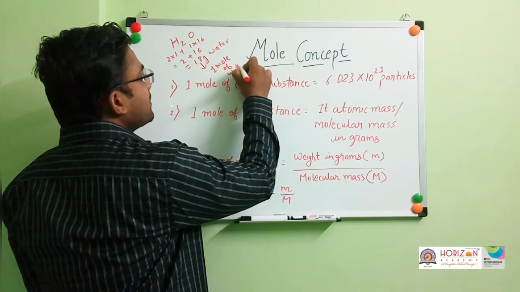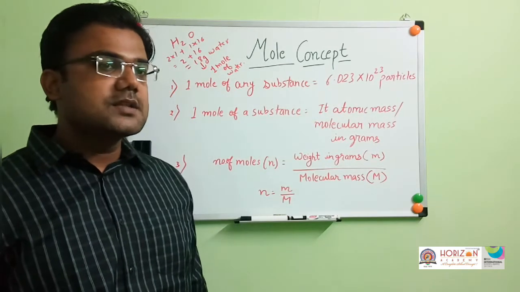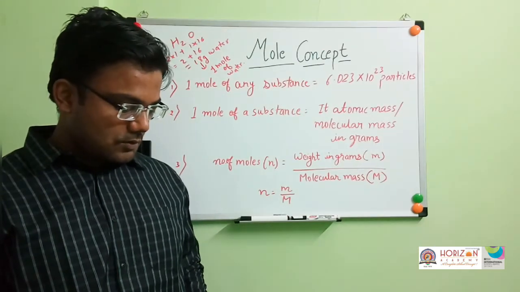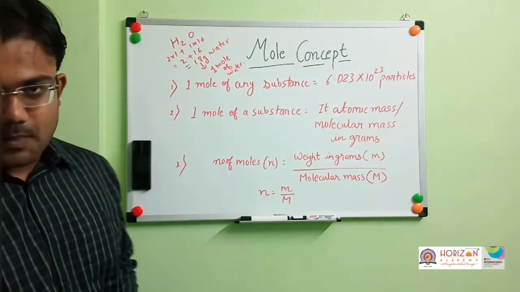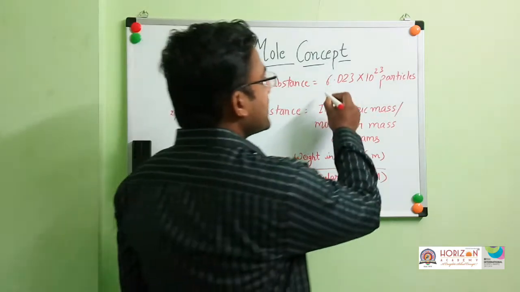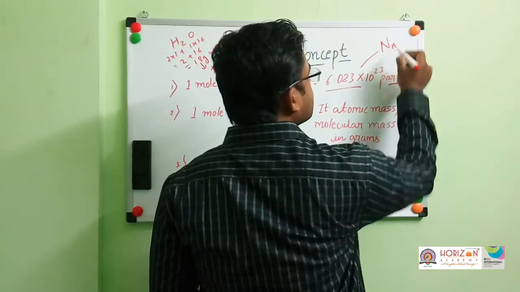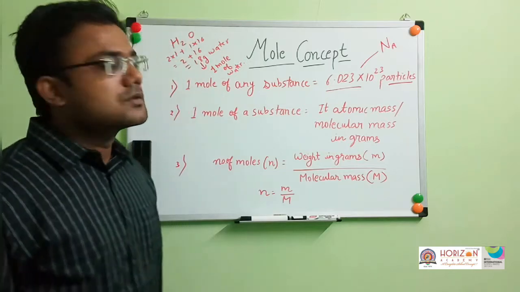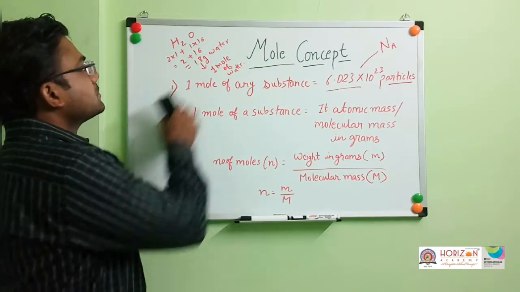So in this way, molecular weight, if expressed in grams, is 1 mole. So 1 mole of every substance has a different value. Now this number is known as the Avogadro number, and it is denoted by capital N and small a. Here we can calculate different things by using this.